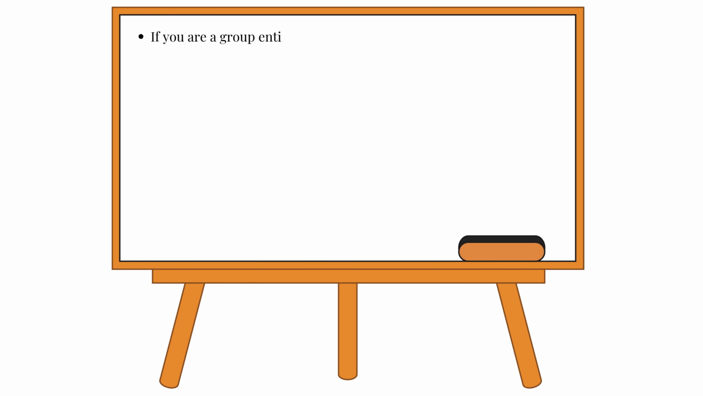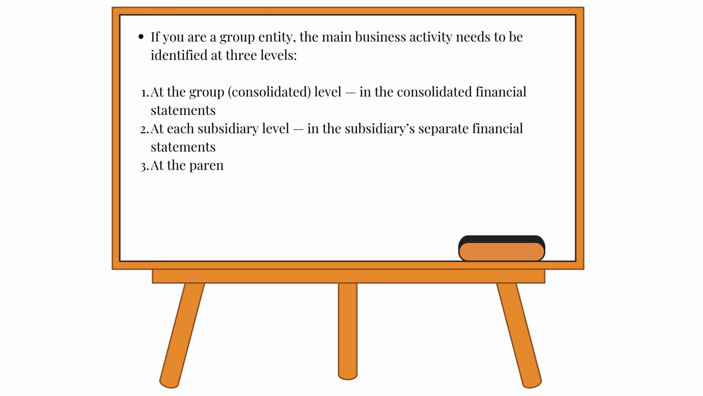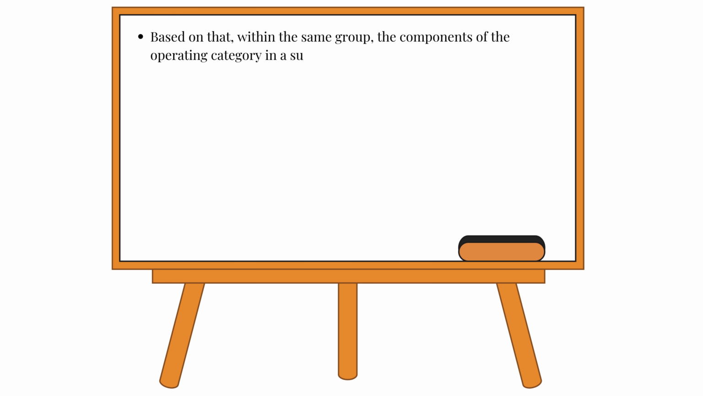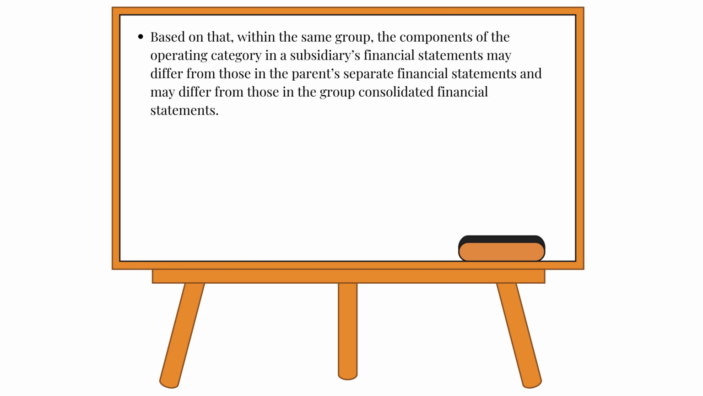If you are a group entity, the main business activity needs to be identified at 3 levels: at the group, consolidated level, in the consolidated financial statements; at each subsidiary level, in the subsidiary's separate financial statements; and at the parent level, in the parent's separate financial statements. Based on that, within the same group, the components of the operating category in a subsidiary's financial statements may differ from those in the parent's separate financial statements and may differ from those in the group consolidated financial statements.